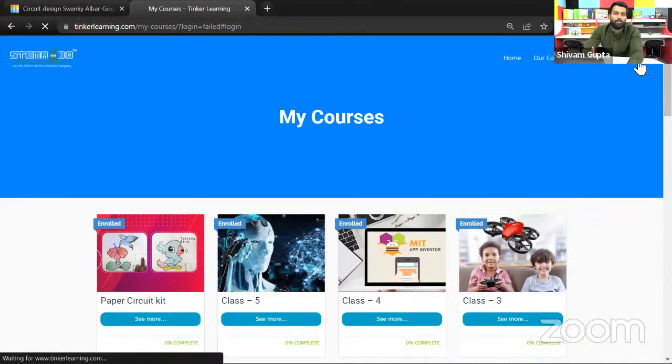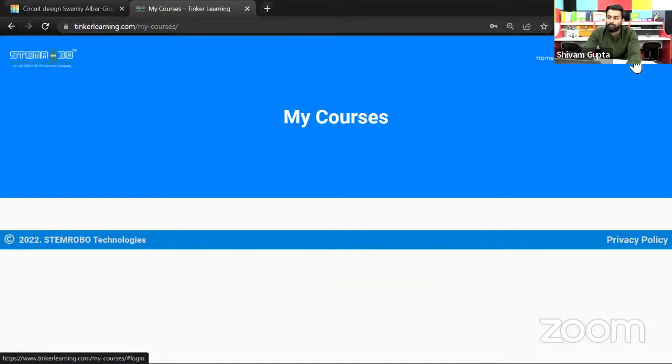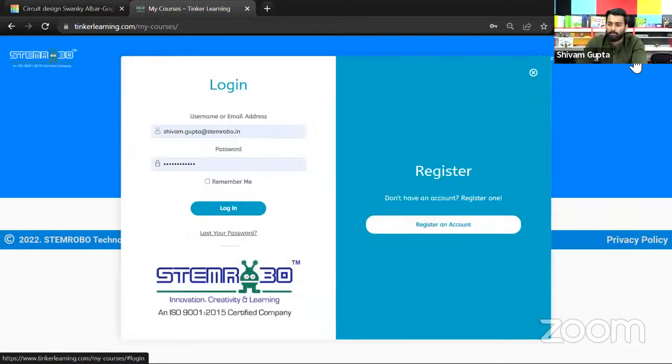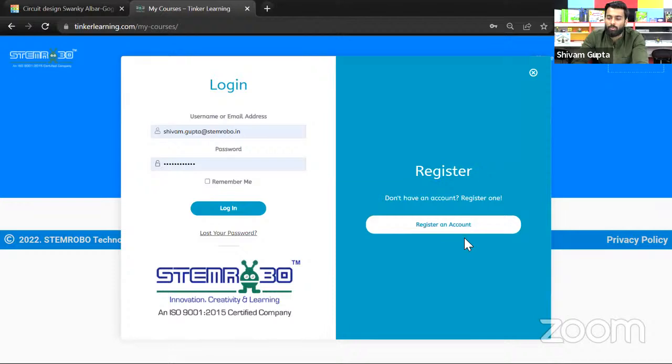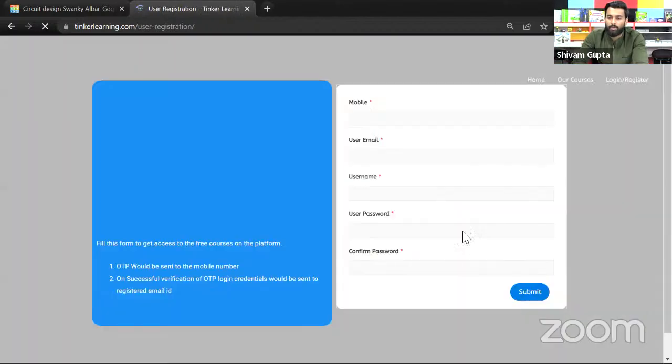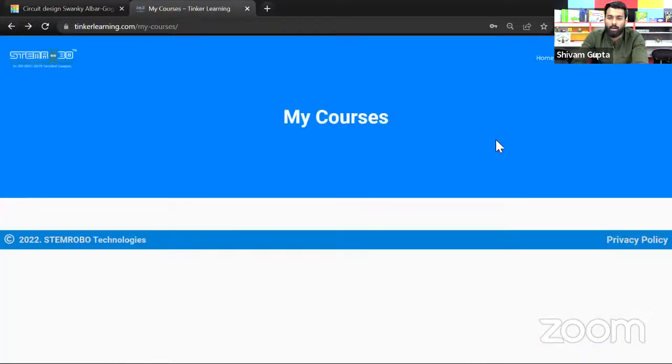So students just need to make their account. And for that, they need to click here on register. By clicking here on register, students, you all can make your own account. And like this, you can fill all the details. You can set the password and then you need to submit it. And finally, you will be able to create your account.